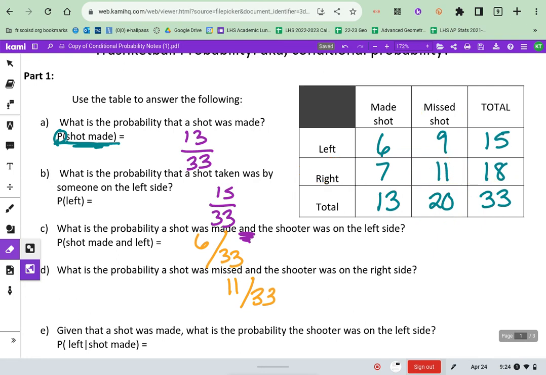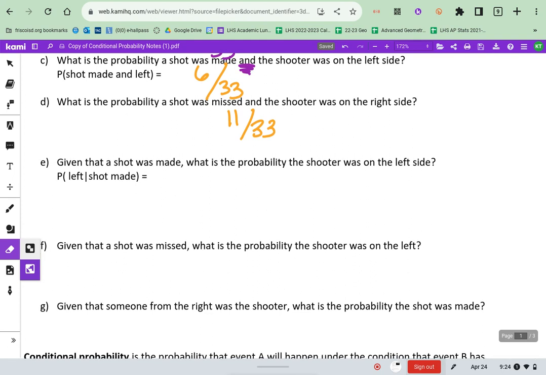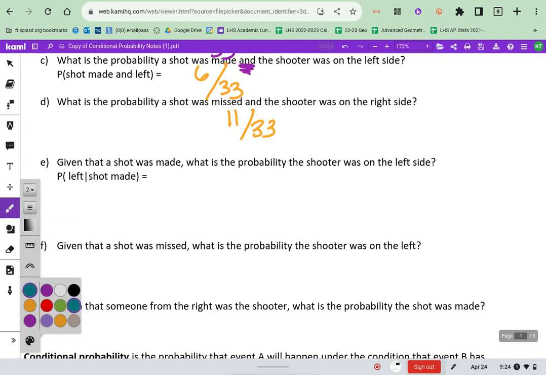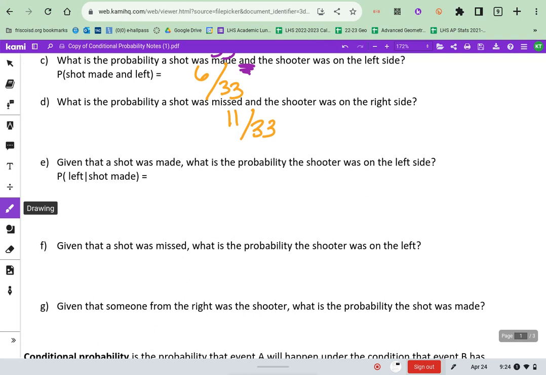Now we're going to look at what's called conditional probability. This question says, given that a shot was made, what's the probability the shooter was on the left side? In probability notation, that's the probability of left side, given the shot was made. This little bar that you see right there means given that. So given that the shot was made, what's the probability it came from the left side?